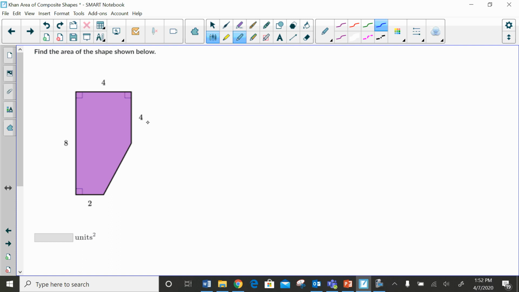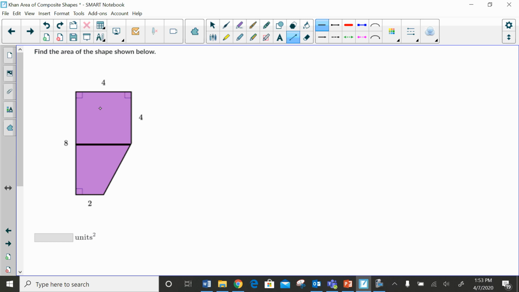So this picture has a composite shape, and I want to break this into smaller shapes. I could draw a line from here to here, or I could draw a line from here to here. I think I'm going to go with this one first. Put my line right there.